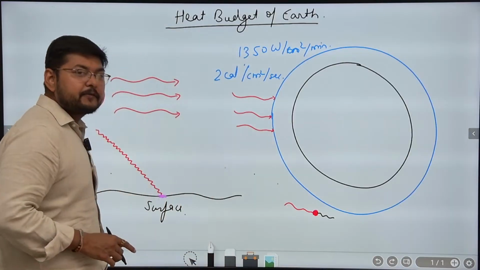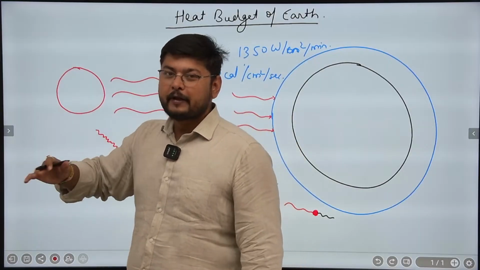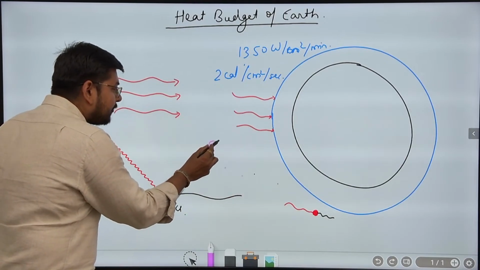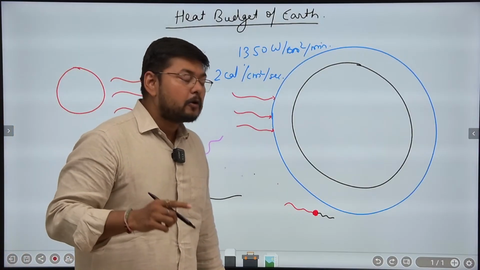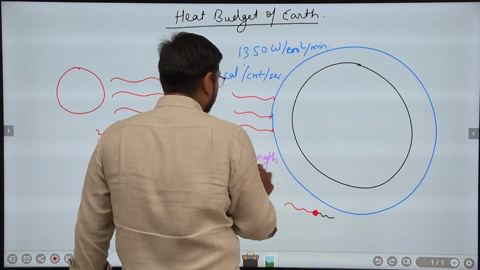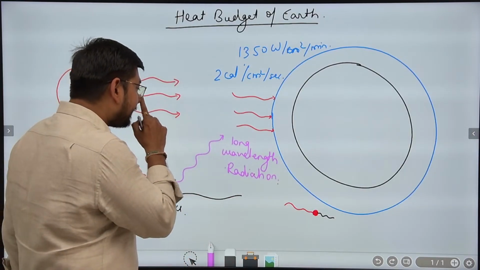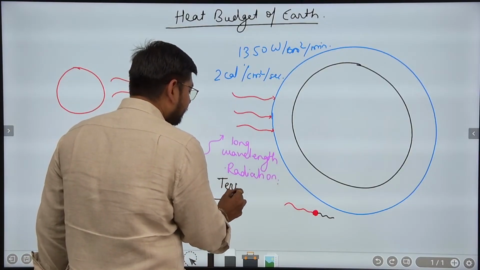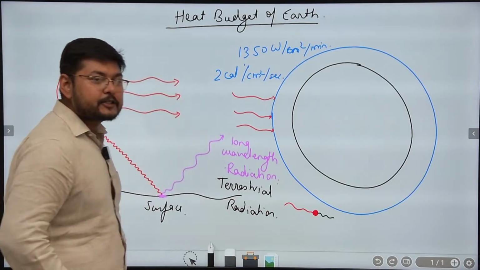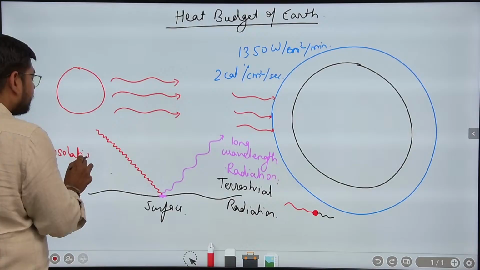The same case happens with the surface of Earth: it absorbs a certain amount of energy and starts to radiate back a certain amount of energy. There are certain processes through which this energy is radiated back. Whatever amount of energy is radiated back is long wavelength radiation. We also call it terrestrial radiation, while the incoming solar radiation we call insolation.